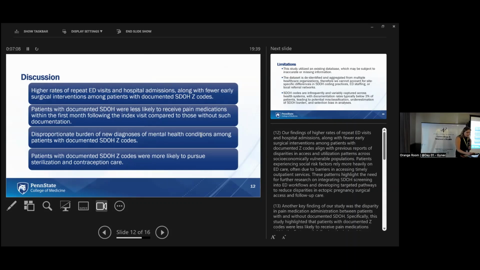So one finding of this study demonstrated that there were higher rates of repeat ED visits and hospital admissions, along with fewer early surgical interventions among the patients with documented Z codes, which align with previous reports of disparities in access to utilization patterns across socioeconomically vulnerable populations. Patients experiencing social risk factors rely more heavily on ED care, often due to barriers accessing timely care and outpatient services, similar to the last presentation. These patterns highlight the need for further research on integrating SDOH screening into the ED workflow, with developing targeted pathways to reduce disparities in ectopic pregnancy and surgical access and follow-up care.